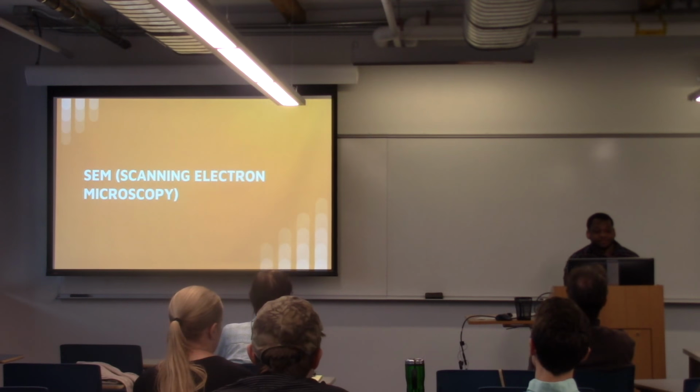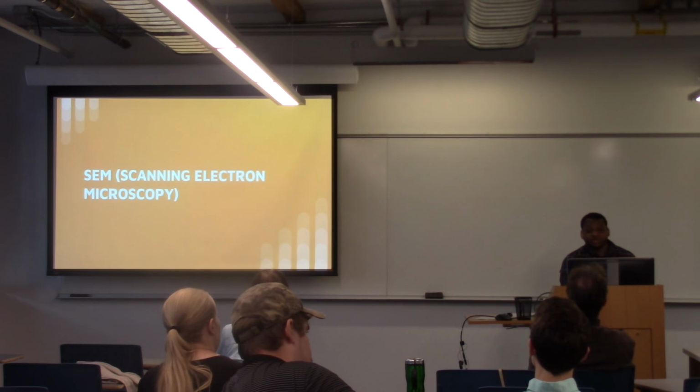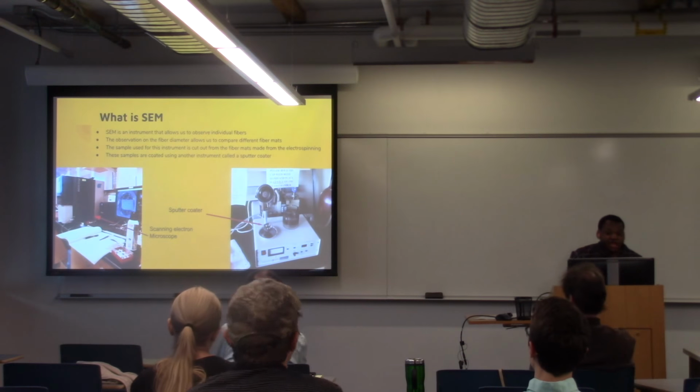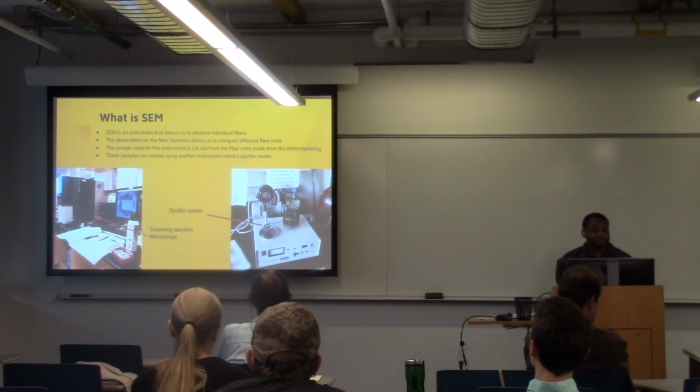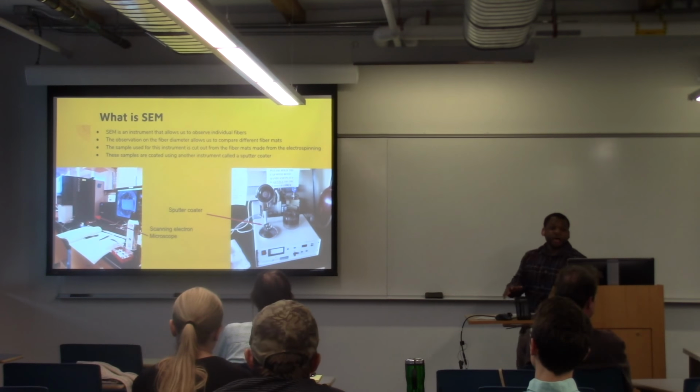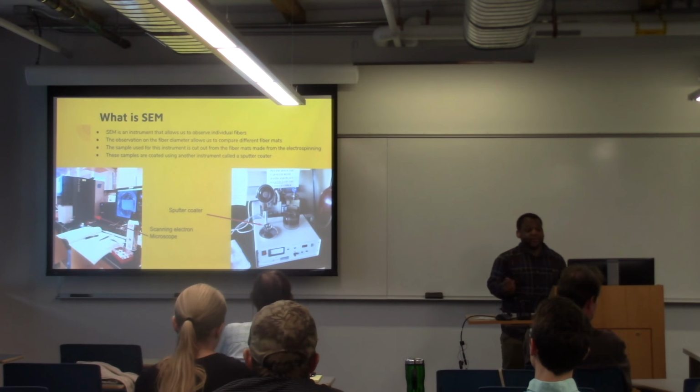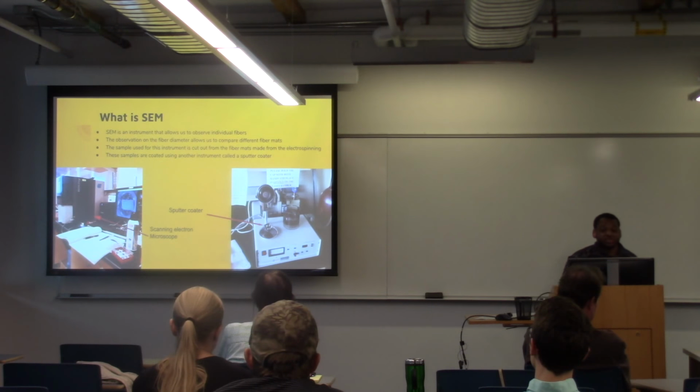Now, let's see the scanning electron microscope. The SEM is an instrument that allows us to observe individual fibers. The observation of the fiber diameter allows us to compare different fibers. The samples in this instrument are cut out from the electrospun fiber mats. The samples are coated using the sputter coater.